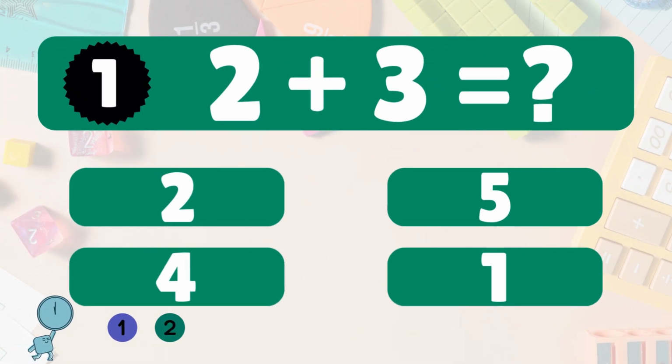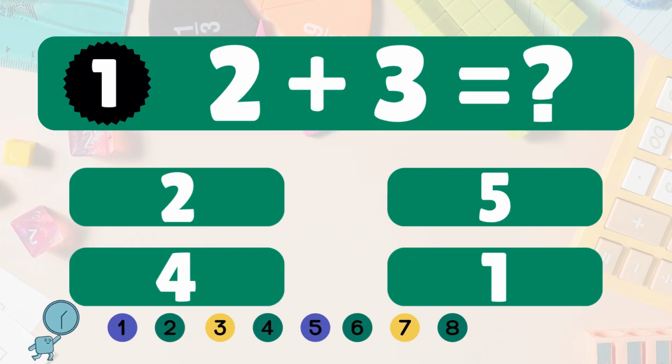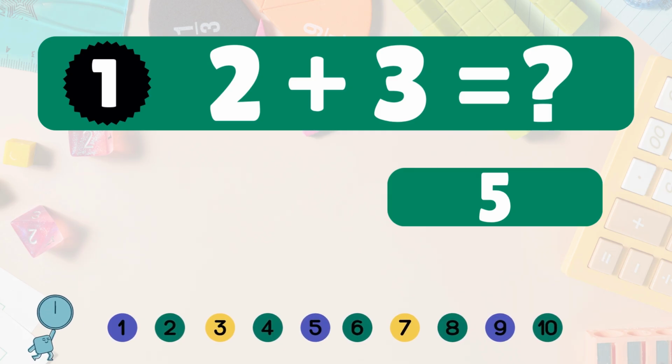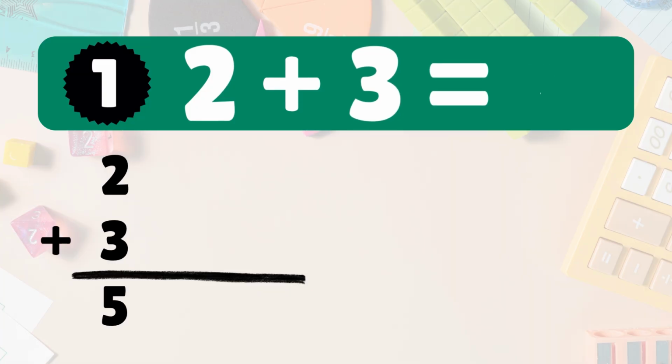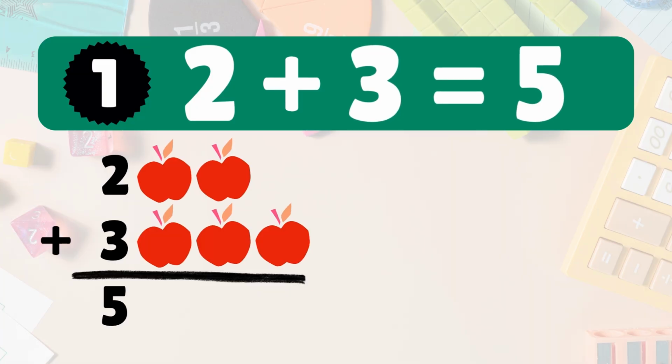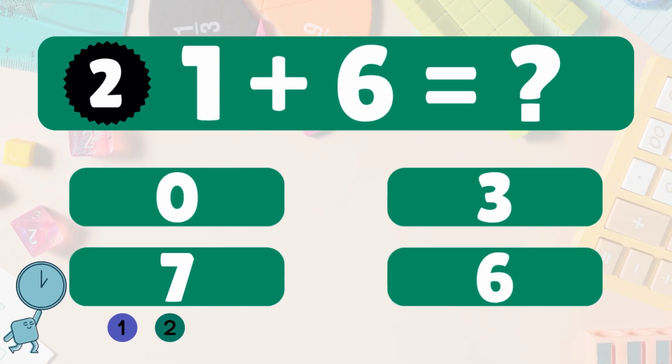First one, 2 plus 3 equals what? 2 plus 3 is 5. Here we have 2 apples. Let's add 3 more apples. Now we have 1, 2, 3, 4, 5. So 2 plus 3 is 5. Great job.